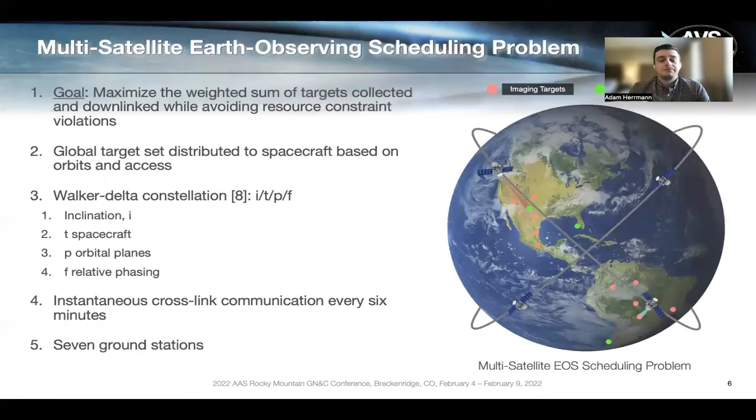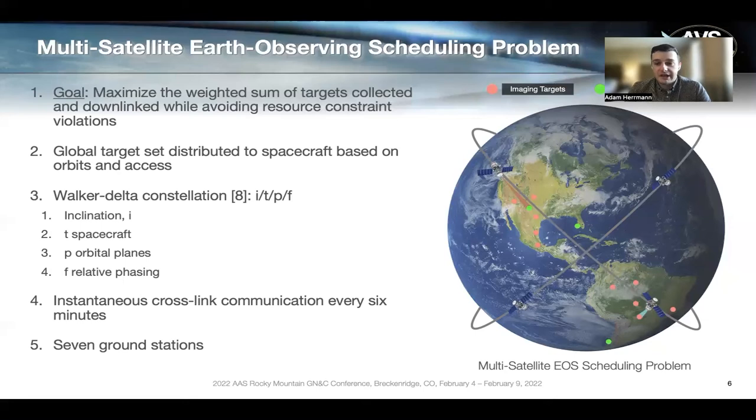Okay, onto the problem statement. So we formulate a multi-satellite EOS scheduling problem where the goal is to maximize the weighted sum of targets collected and downlinked while avoiding resource constraint violations. We have a global target set that's distributed to each spacecraft based on its orbit and access to the targets. And then we also use the Walker Delta constellation notation, where you have T spacecraft all on the same inclination distributed amongst P orbital planes. And then you can also define some relative phasing between adjacent orbital planes.